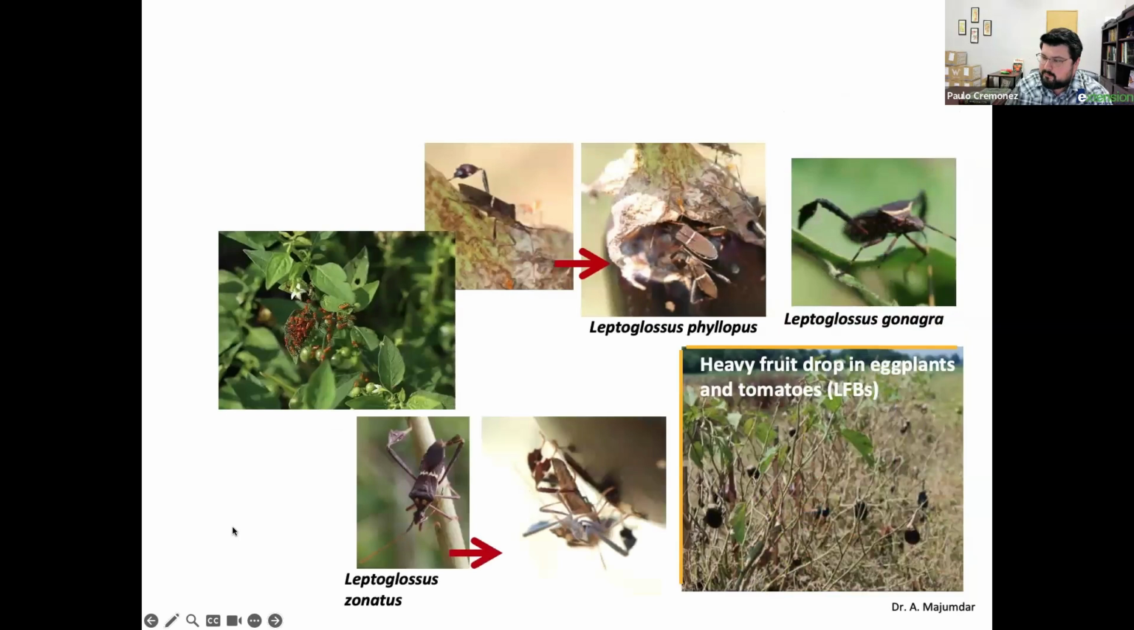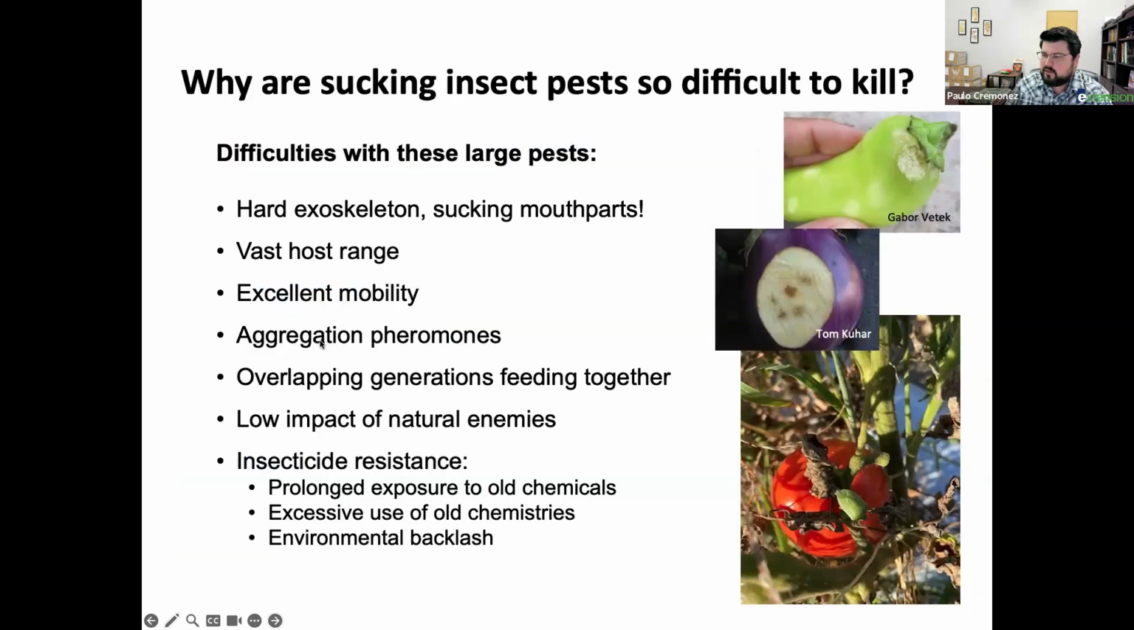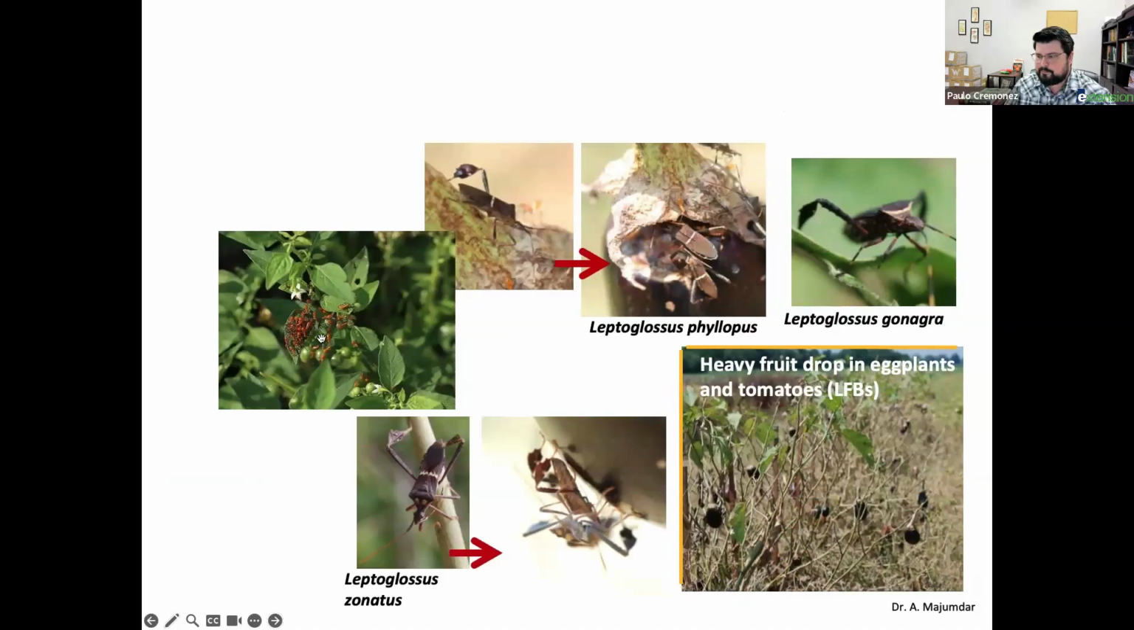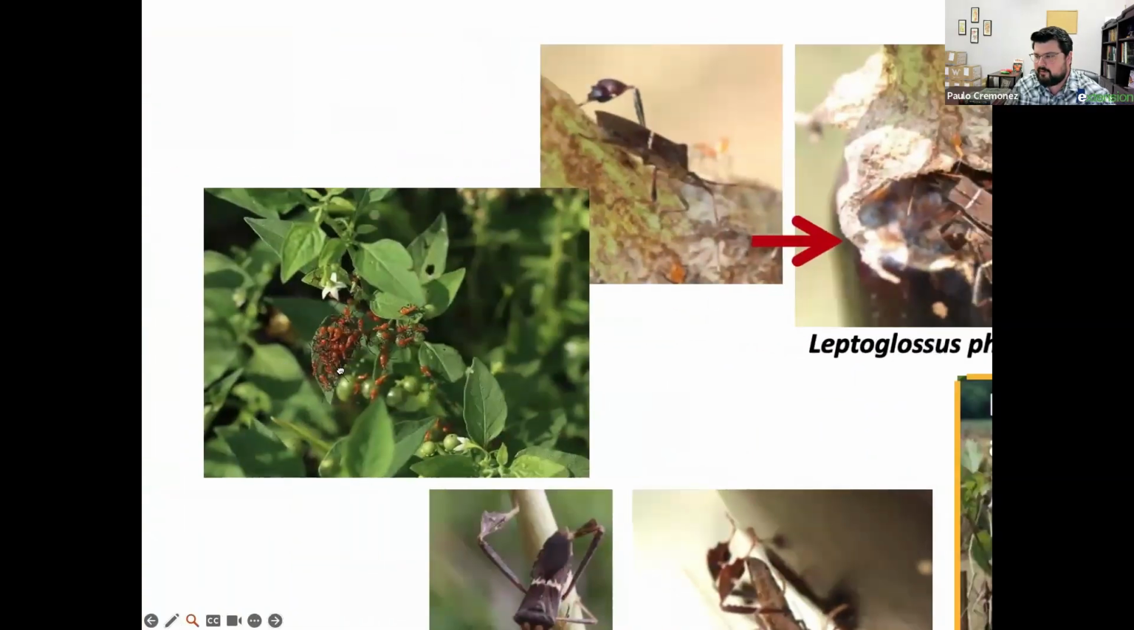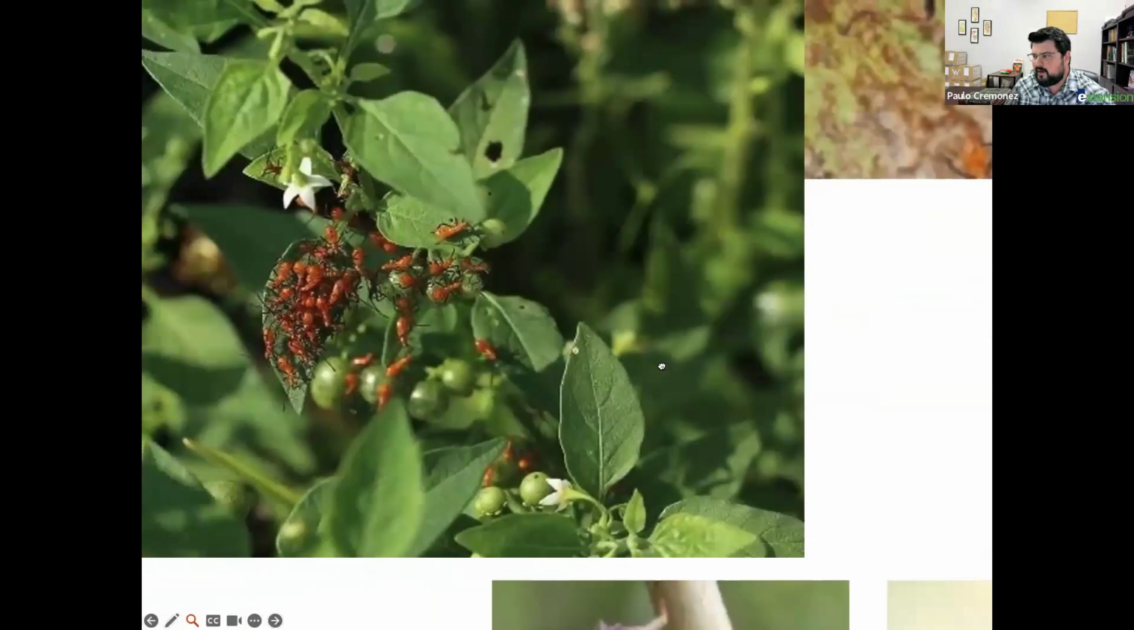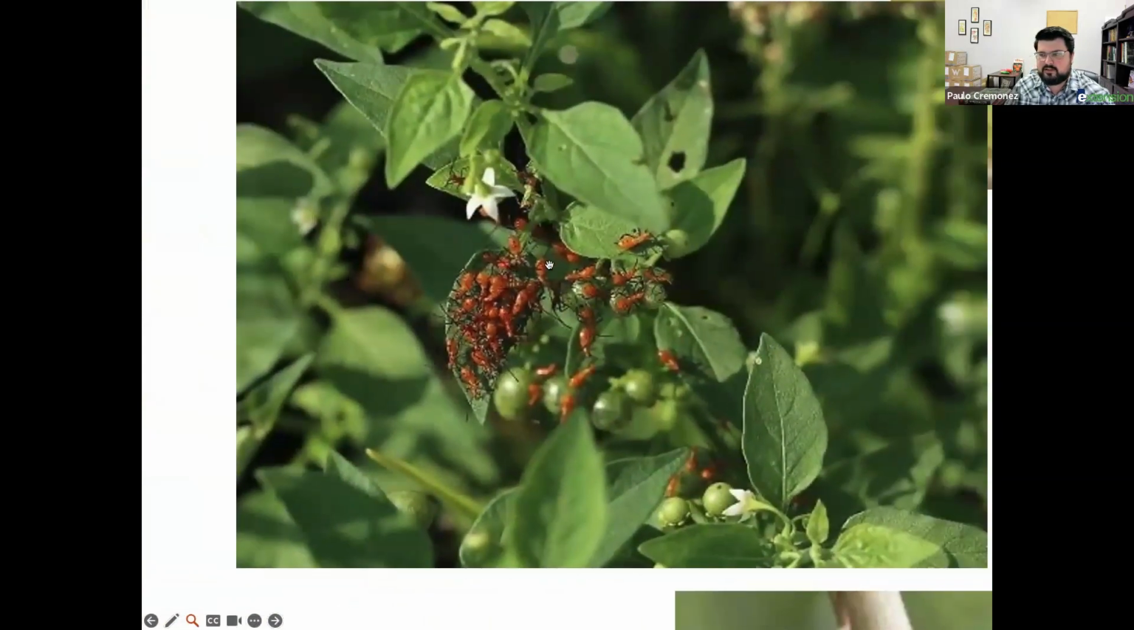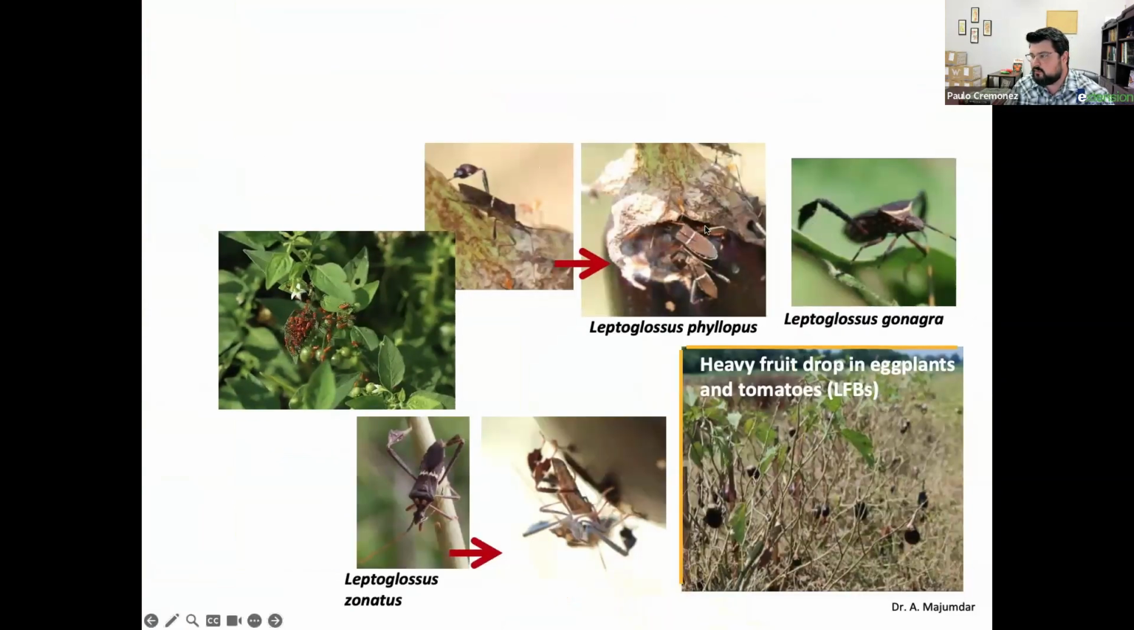So for the leaf-footed bugs, there are some species here that we'll find. And like I mentioned, if you have this situation right here, where some nymphs will find food, they will signal the other colleagues, and they will aggregate, and this will cause extensive damage. So in the adults as well, when they're reproducing, they will do that. And this may cause a heavy fruit drop in eggplants, in tomatoes, like in this example from Dr. Majumder.